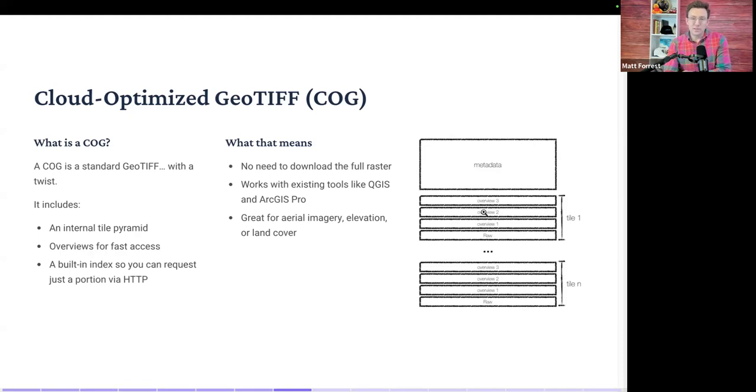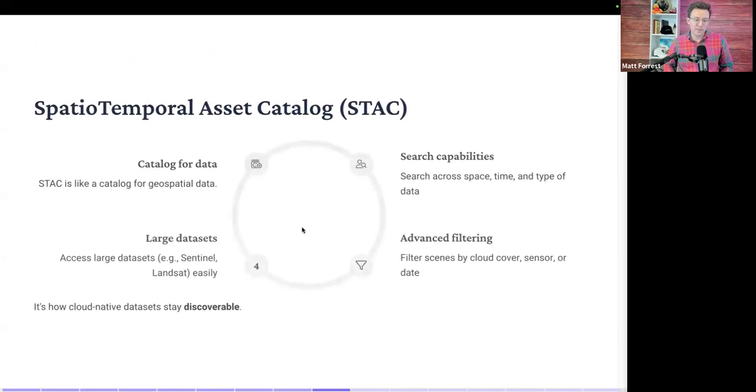So to be clear, you get the benefit of this. It's just being built into the file. And if you go back to the origin story here, that might help make a little sense. So what does that mean for you as a user? There's no need to download the full raster. It works with existing tools like QGIS and ArcGIS Pro. It's great for aerial imagery, DEMs, elevation, or even land cover data. So there's an increasing catalog of people that are migrating to this type of data. So that will help with any raster data analytics that you might need to do.